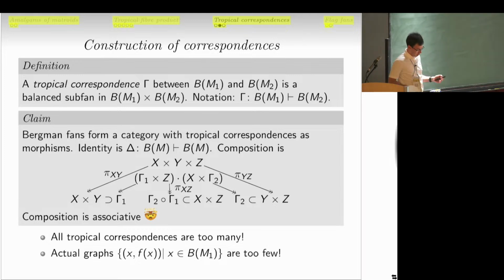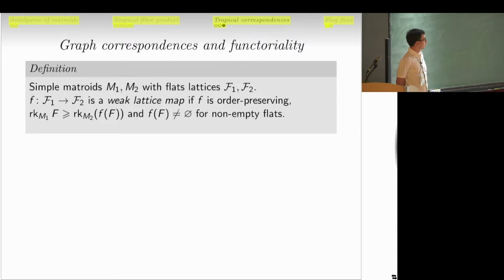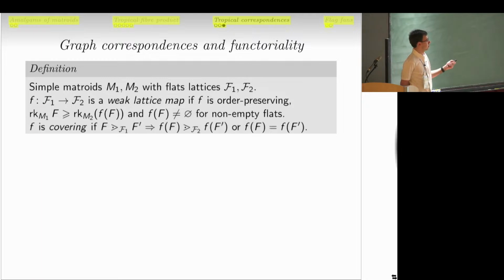And if we take only the actual graphs, we have already seen that there are too few, so we're not going to be satisfied with them. So what we do is that we define a weak lattice map, which is a natural generalization of the weak map. It's a map of lattices of flats of two matroids, which has this weakness condition that the rank doesn't grow, and also it needs to be non-trivial, in the sense that we don't want to send a non-trivial flat into the empty set. And additionally, we say that this map is covering if the covering relation in the pre-image implies the covering relation or the coincidence in the image.